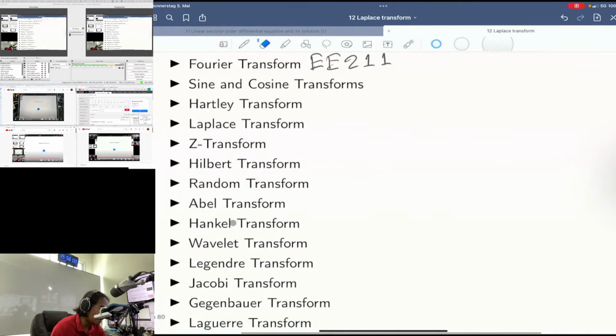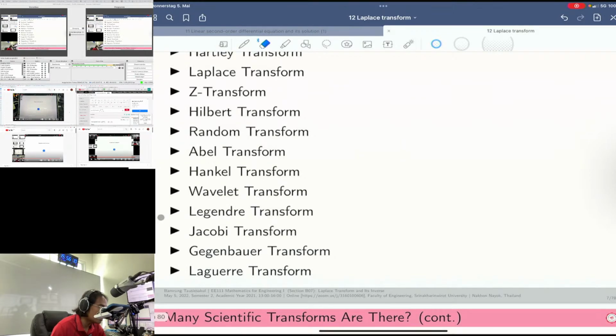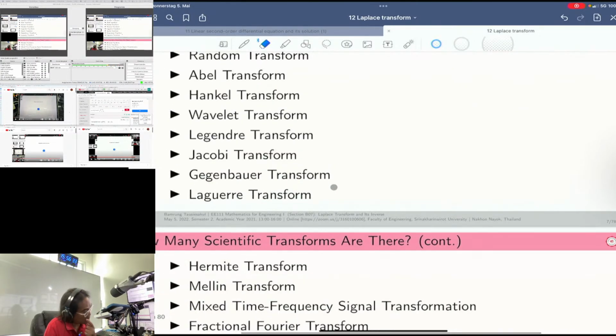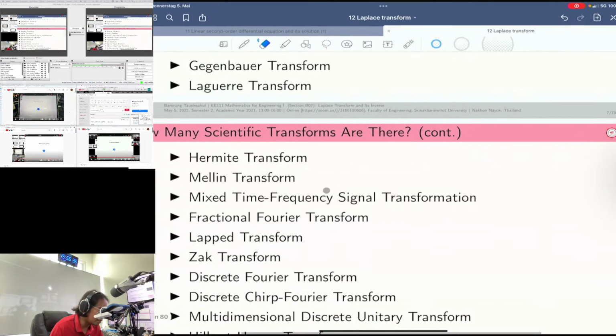Abel transform, Hankel transform, and the one in signal processing and many applications, called the wavelet transform. There is also a transform called the Legendre transform. The Jacobi transform is a transform for matrices or something like that. The Gegenbauer transform is also related to matrices, and the Laguerre transform. There are many transforms in the scientific literature.